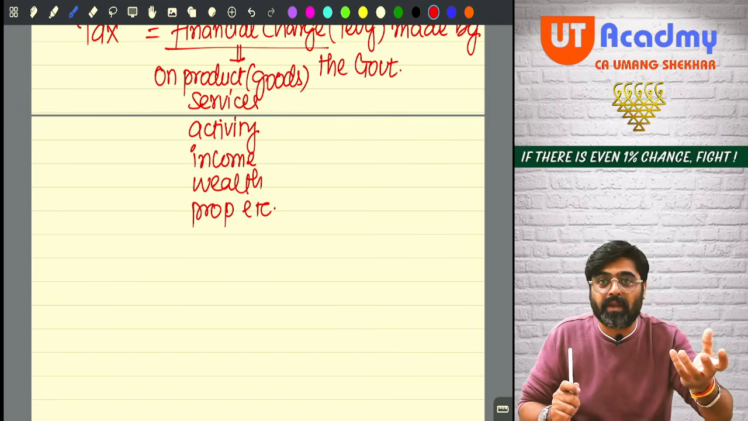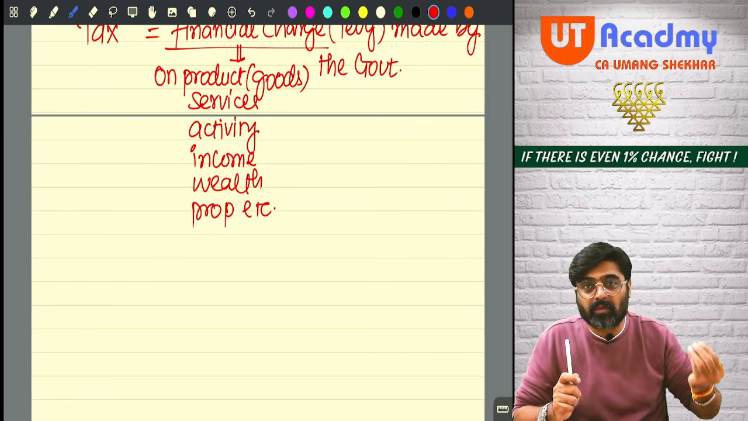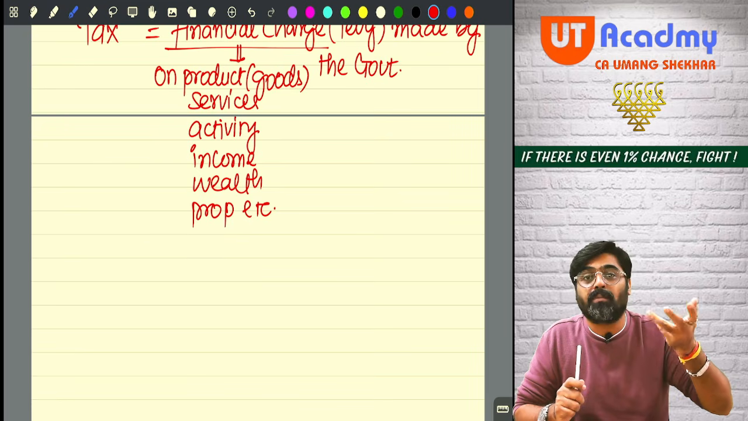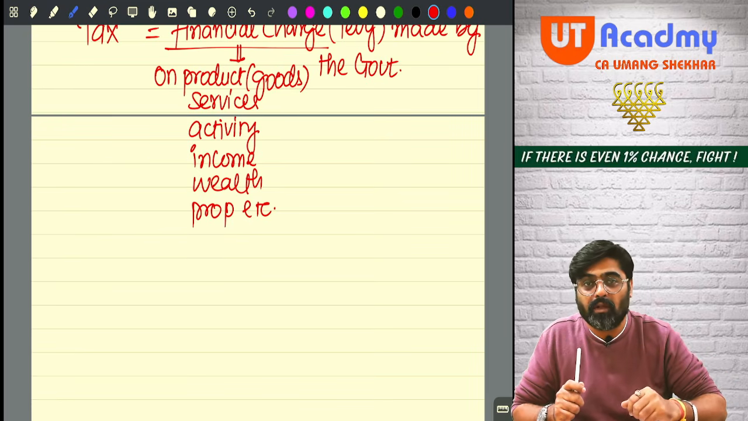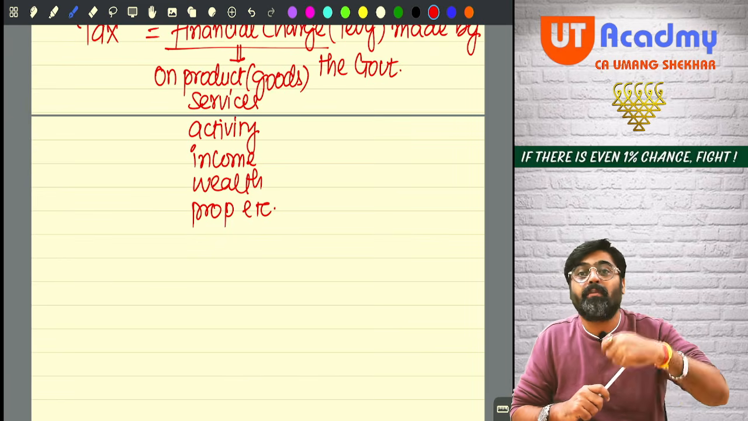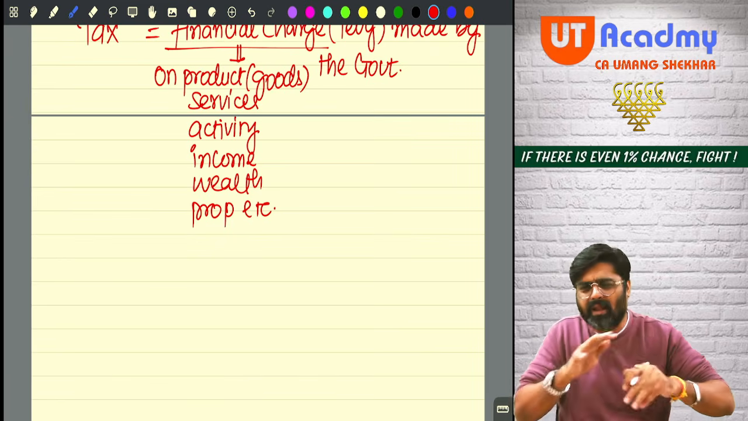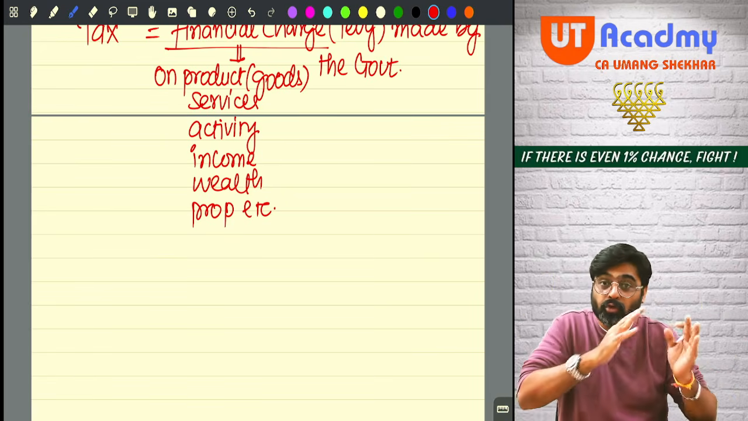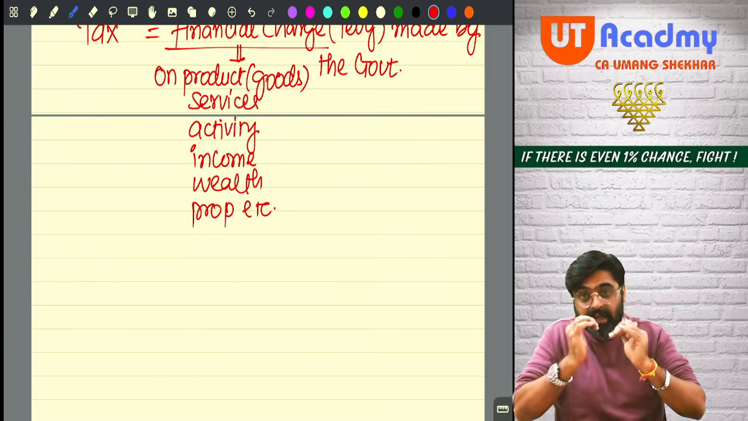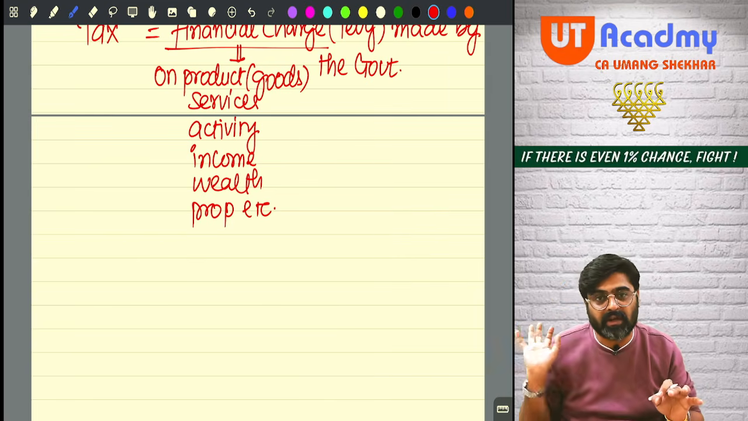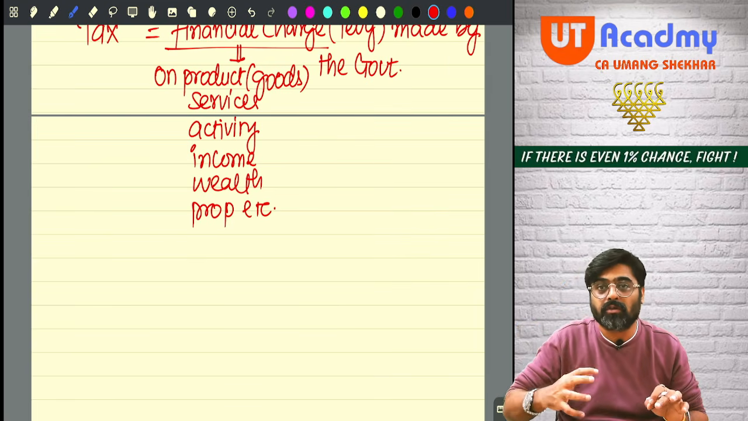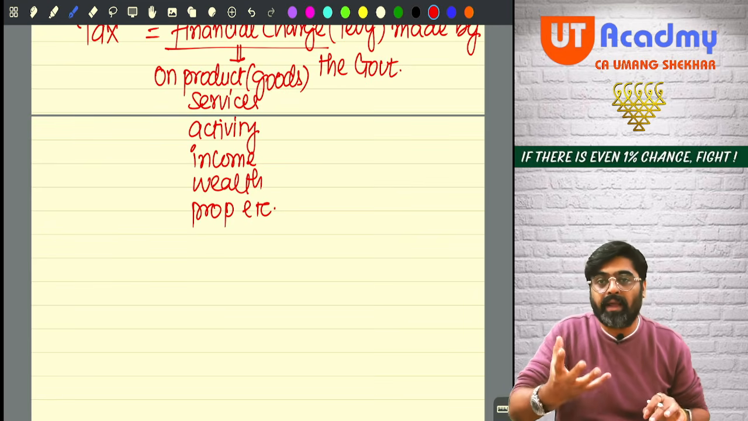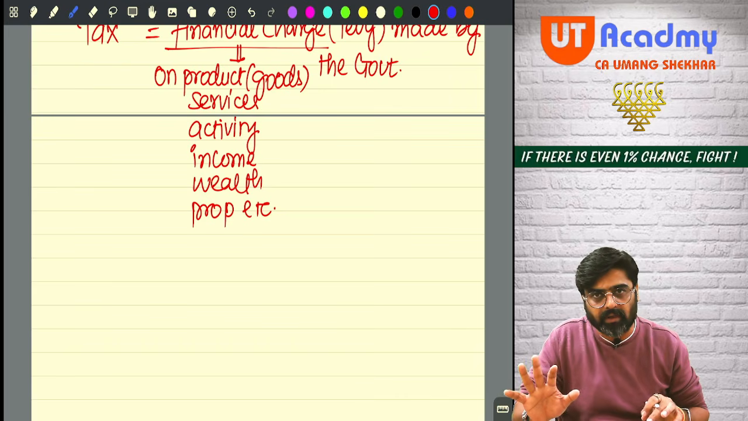If I'm having a property, on that property also the government can charge some amount. Or if I'm buying and selling the property, on that also, if I'm using the road, the government can charge the tax. So there are n number of things on which the government can create this charge. So any financial charge created by the government on different things, like on products, on services, on some activities, on income, on wealth, on property, etc.